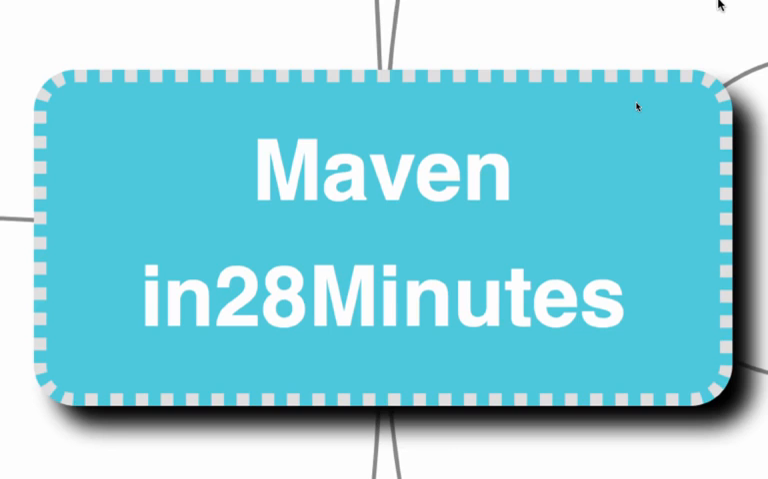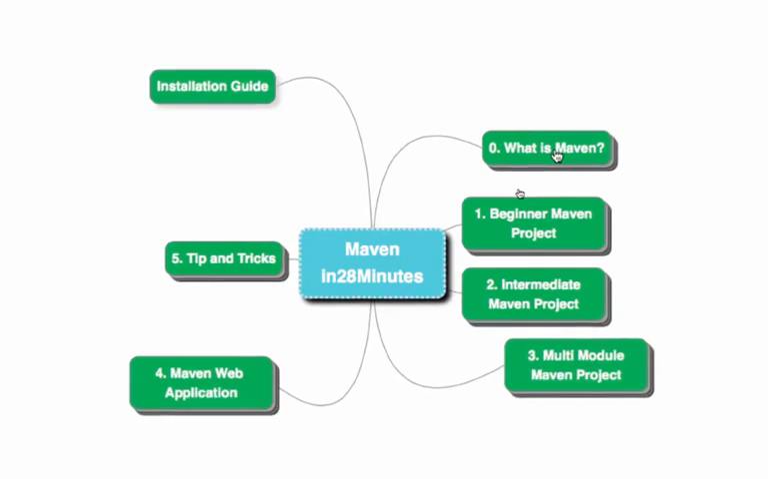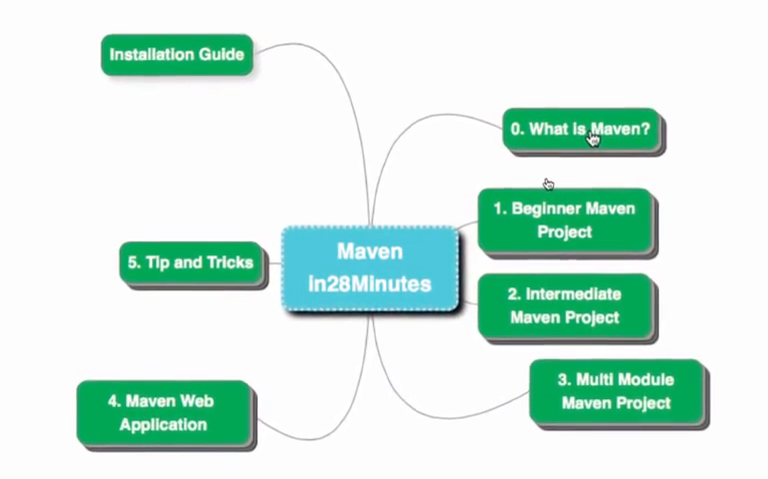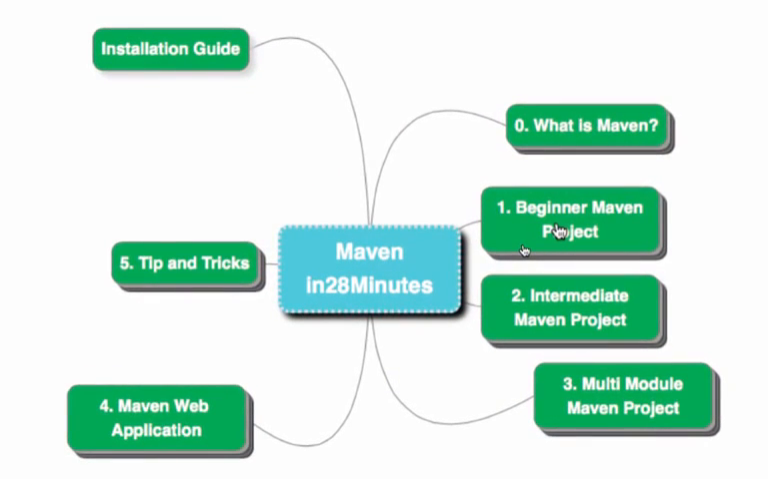Let's now understand the approach we are going to use during this tutorial. We will start off understanding what is Maven. What can Maven help a developer do? The most important concepts in Maven are the project object model and the build lifecycle. We will learn those using the beginner Maven project. The next important concepts in Maven are dependency management and transitive dependencies. We will learn those using the intermediate Maven project.